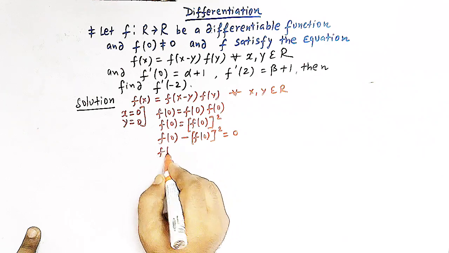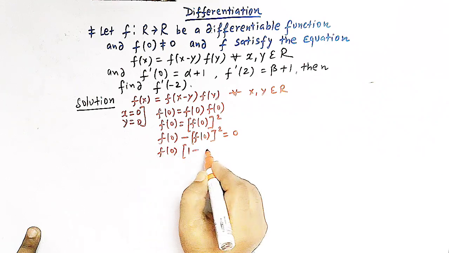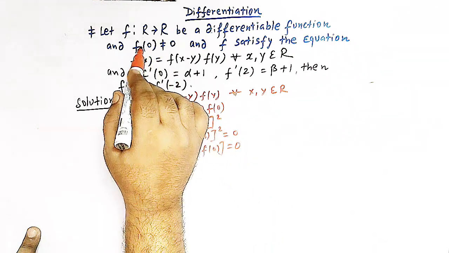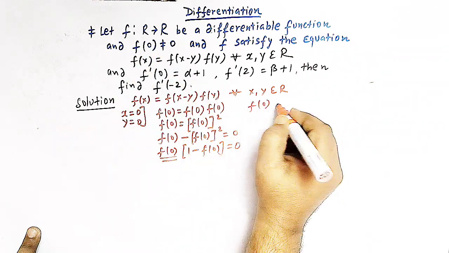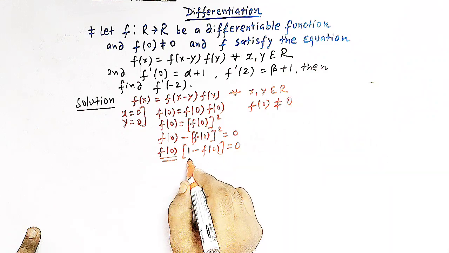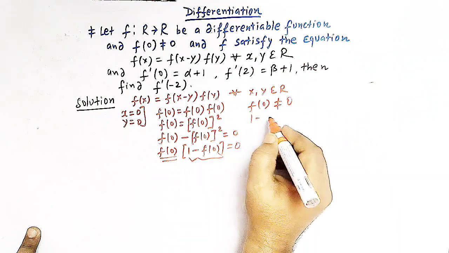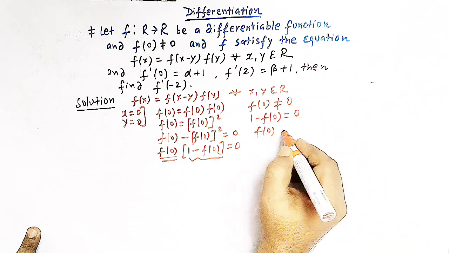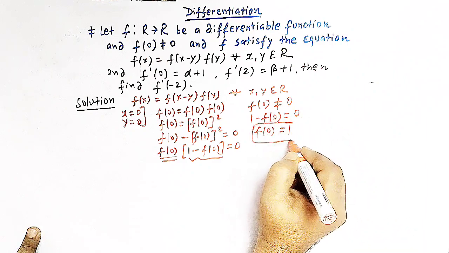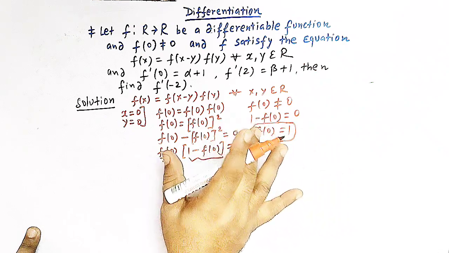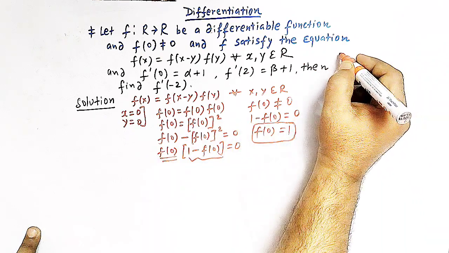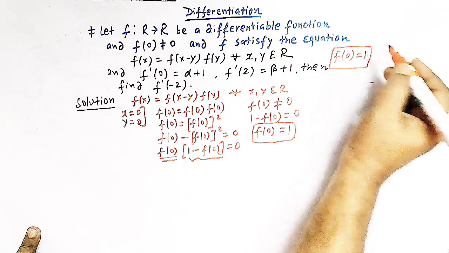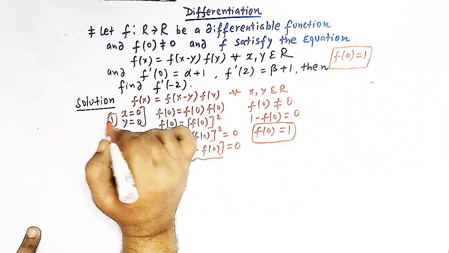Now taking f of 0 common, we have f of 0 times 1 minus f of 0, and since we are given that f of 0 is not equal to 0, it implies that this factor must be equal to 0, that is 1 minus f of 0 is equal to 0. So we have f of 0 is equal to 1. So the first step is to get the value of f of 0, that is equal to 1.